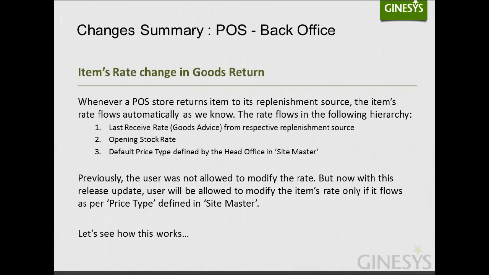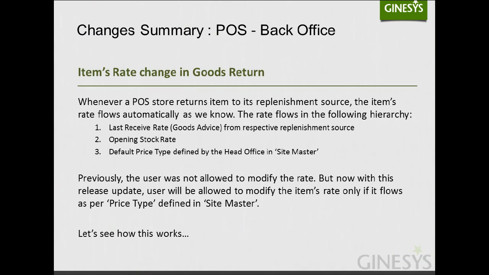Last received rate or goods advice rate is taken into account from the respective replenishment source, or opening stock rate is taken into account. If both are not found, then default price type defined by the head office in the site master is taken into account. Previously the user was not allowed to modify the rate, but now with this release update, user will be allowed to modify the items rate only if it flows as per the price type defined in the site master.